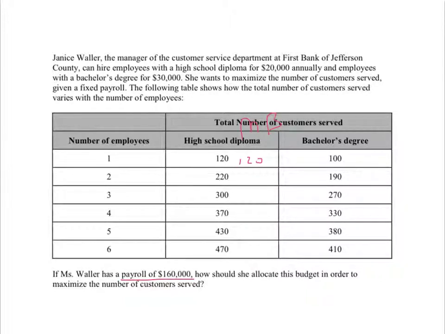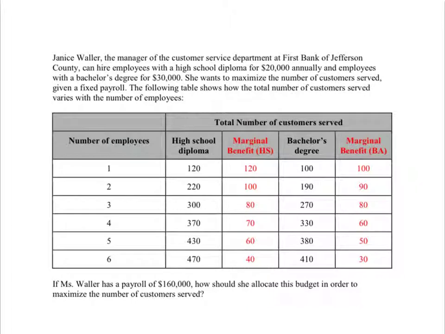The second high school diploma employee adds an additional 100 customers served. The third adds an additional 80. And if we go over to the bachelor's side, the marginal benefit would be 190 and 80. I move to the next slide, and you see that I've computed all of the marginal benefits for high school diploma employees and marginal benefit for bachelor's degree employees.